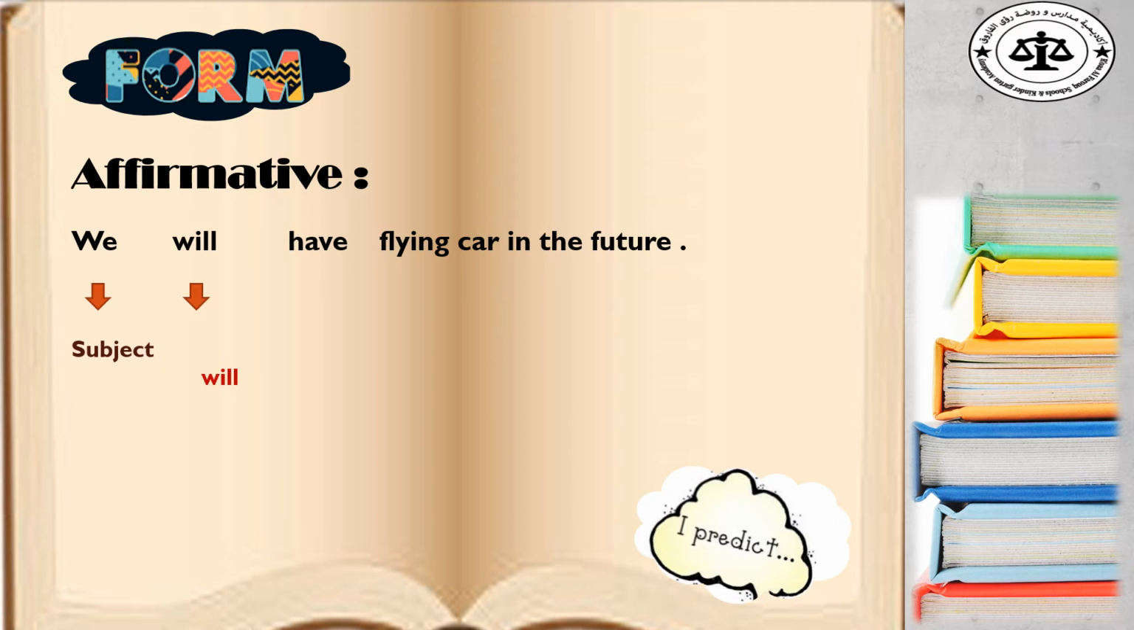Will is always followed by an infinitive verb, as we see here. Have is a verb 1. So will has to be followed by an infinitive verb. Then we complete the sentence: flying cars in the future. This is the object. So the form of the sentence is subject, will, plus infinitive verb, then the object.